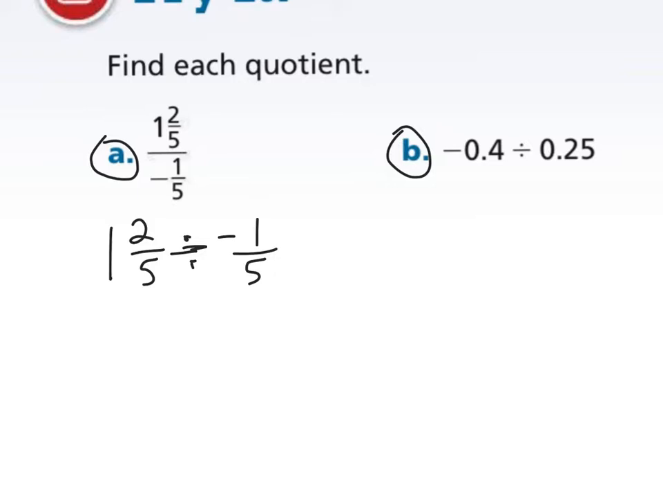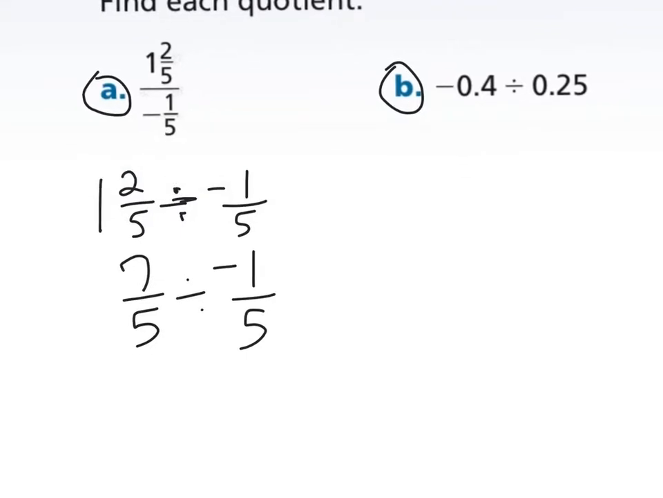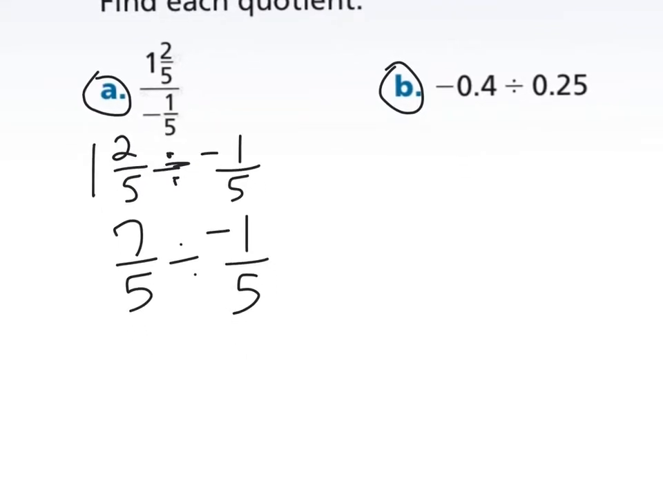So we need to change to improper fractions if we have any mixed numbers. So 1 2/5. 1 times 5 is 5, plus 2 is 7/5. Don't get in too big of a hurry here. So I'd recommend go ahead one step, change to improper fractions. Next step, keep change reciprocal.